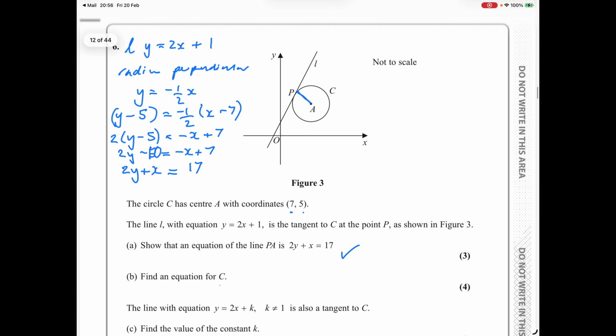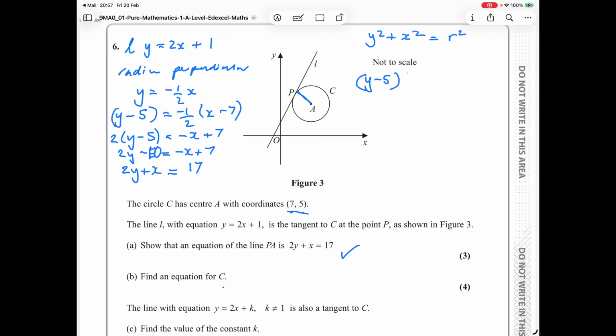Now, find an equation for C. So C is the circle. So we know that the equation of a circle looks like y squared plus x squared equals the radius squared. So we know that it has the coordinates 7, 5. So we can put this in: y minus 5 squared plus x minus 7 squared equals some sort of radius, okay? Now our issue is how we find the radius. So what we're going to have to do is find out what P is. P has the advantage of being something where it fits in with this one and this one, so it's got the same coordinates.